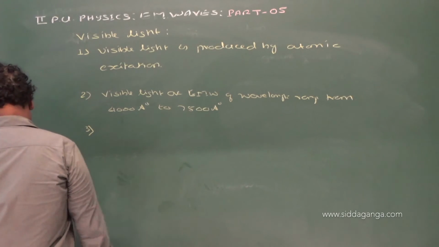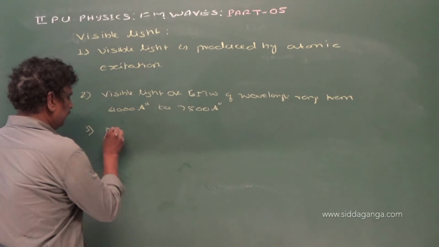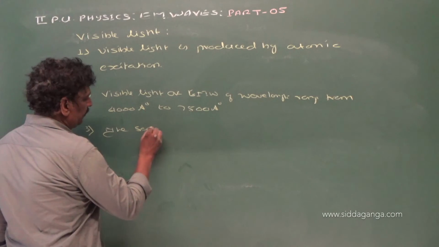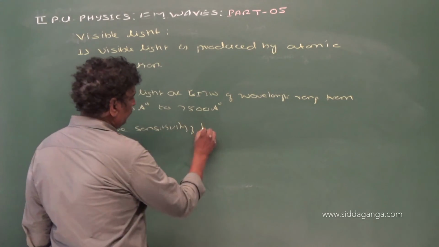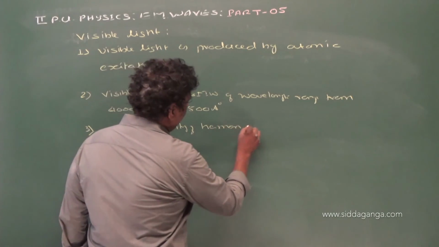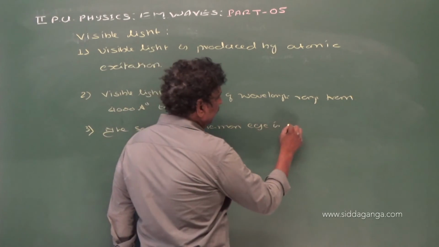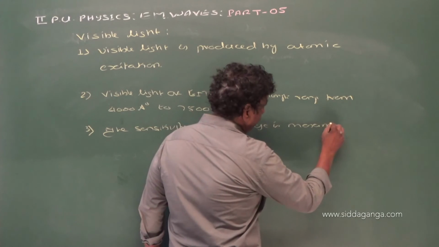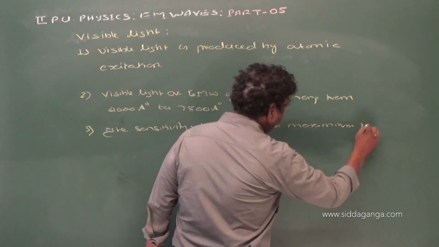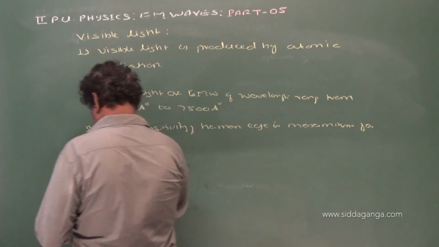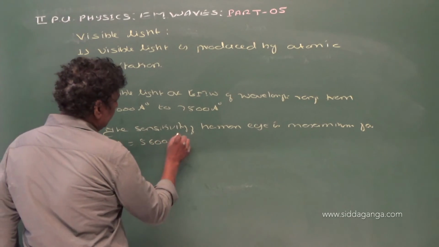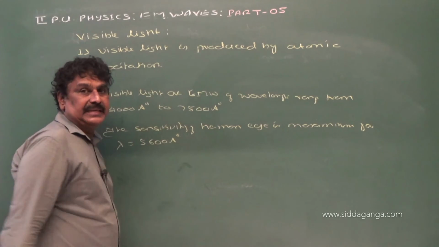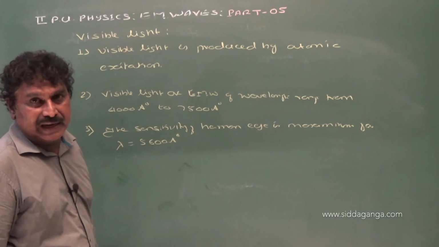The third one, the sensitivity of human eye is maximum for wavelength approximately 5600 angstrom unit. This lies in yellow green region.